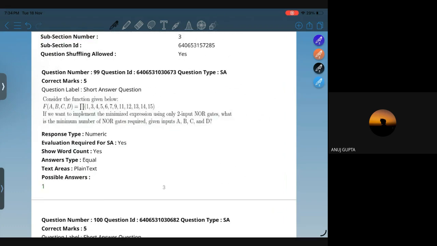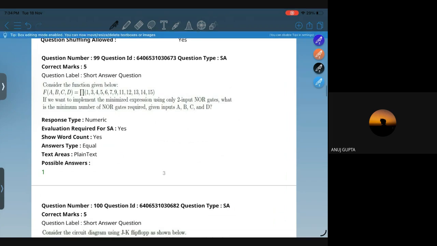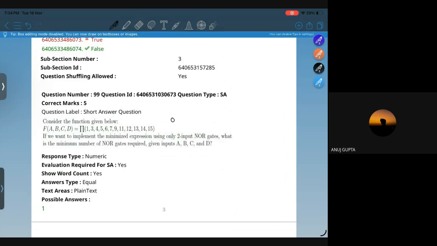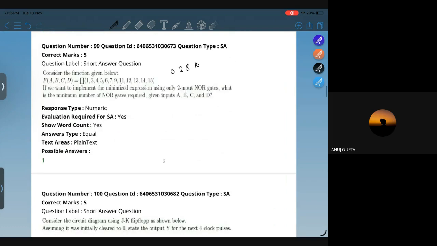If we want to implement the minimized expression using two input NOR gates, what will be the minimum number of NOR gates required? The minterms are 0, 2, 6, 7, 8, 9, 10. This is the sum of these.